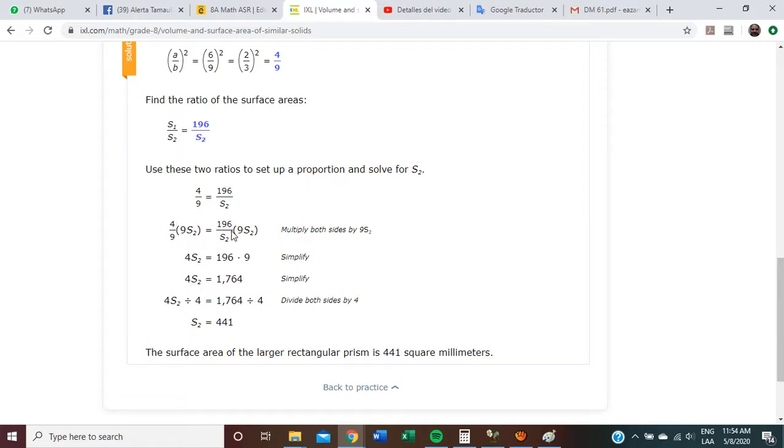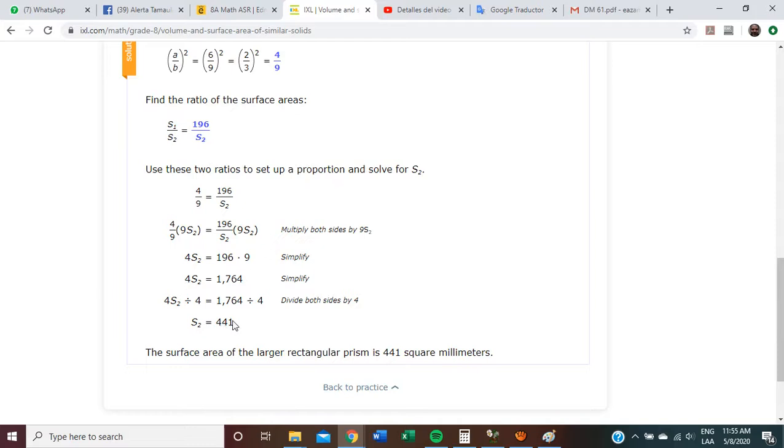In here we're going to eliminate the S because it is repeated above and below, and we're just going to keep the number 9. 196 times 9. We do this operation, 196 times 9 equals this, and then we're going to divide both sides by 4 because we want to get rid of this number 4. We divide this by 4 and we just keep the S. We divide this by 4 and the result is 441.